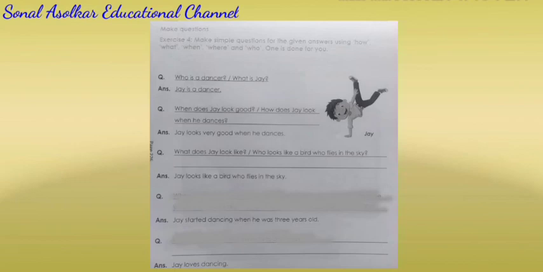And next answer is Jay started dancing when he was 3 years old. So students, here we can make 3 questions. When did Jay start dancing? Who started dancing when he was 3 years old? What did Jay start doing when he was 3 years old?